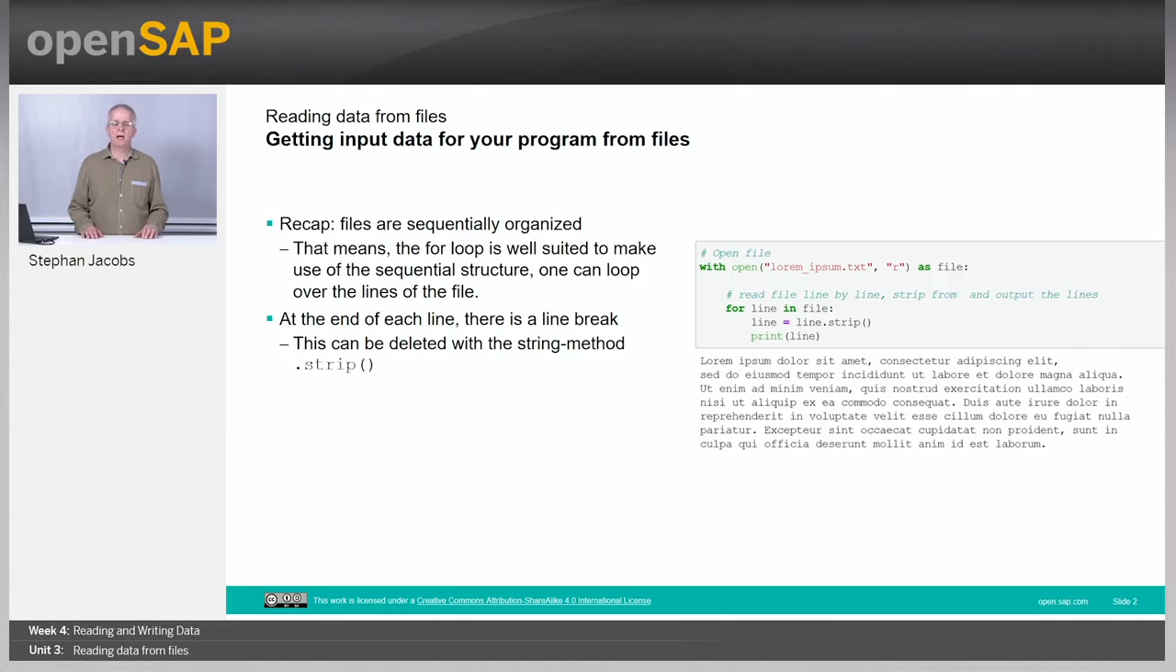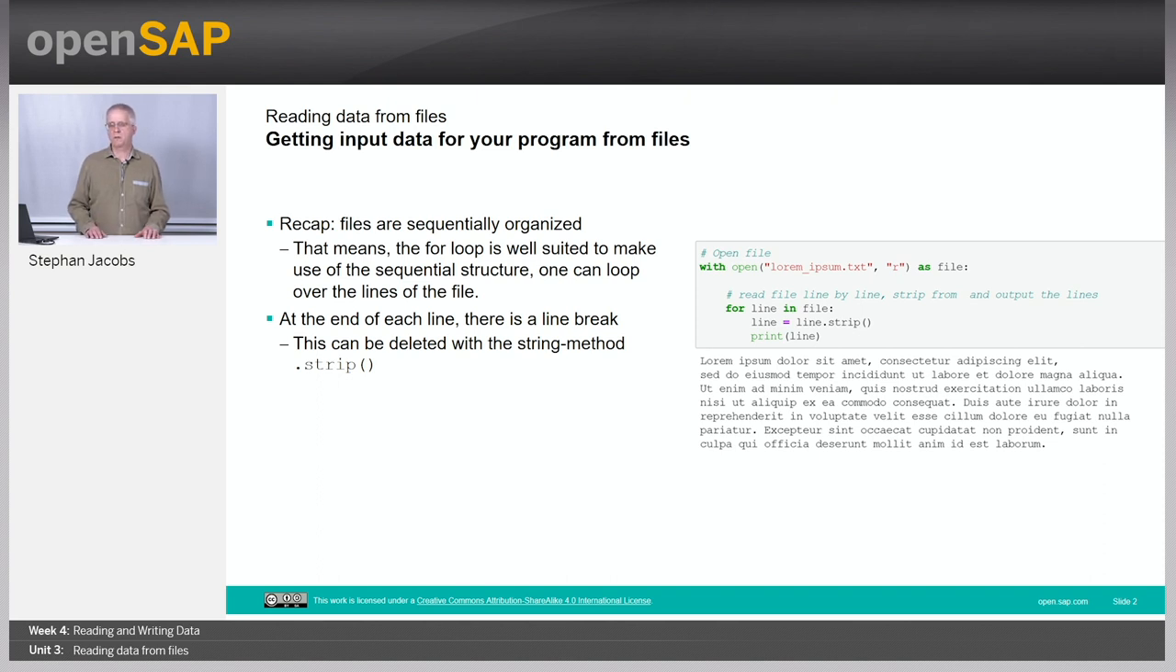So far we have opened files, and now we would like to see how we can read data from these files. As you remember, we argued that files are sequentially organized. So, a for loop is well suited to run over all lines and read the data out of it. This makes use of the sequential structure of this file.